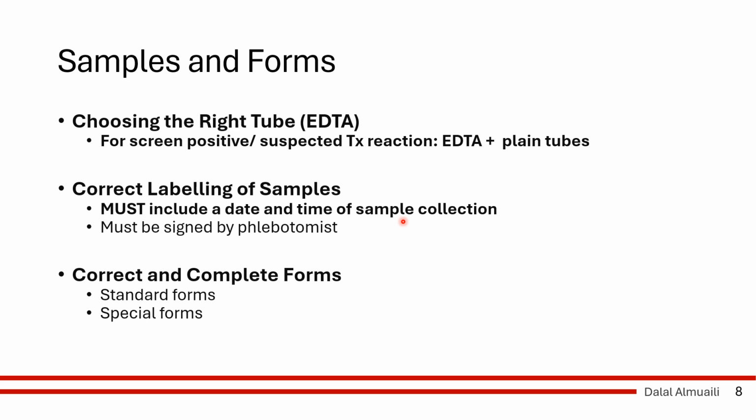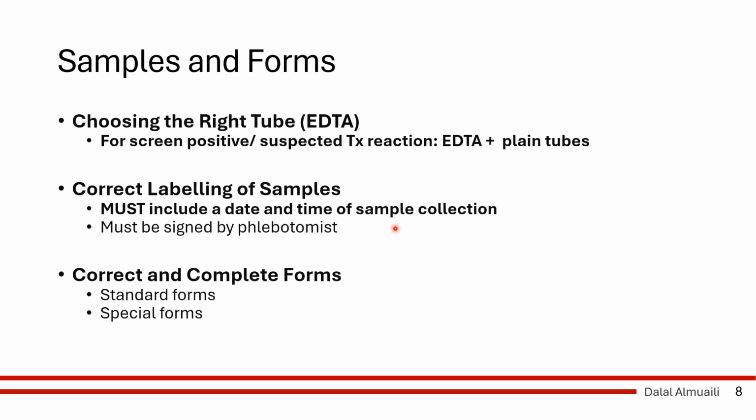So samples in most countries around the world, and in all hospitals in Kuwait, the samples for any blood bank testing have to be processed within 72 hours of the sample collection time. For us to know when the sample is collected, we need to have this information on the tube.